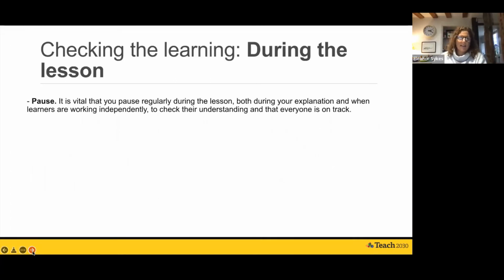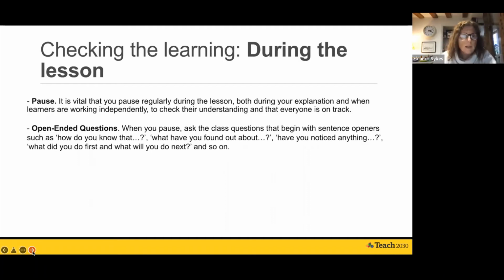Checking the learning during the lesson. Pause. It's very important that you pause regularly during lessons, both during your explanation and when the learners are working independently, to check their understanding and to ensure everyone is on track. Open-ended questions. When you pause, remember to ask the class questions that begin with sentence openers such as, how do you know that? What have you found out about? Have you noticed anything? What did you do first? What will you do next? And so on. It's quite a good idea to just have those sentence starters up in your brain, ready to use in all lessons.